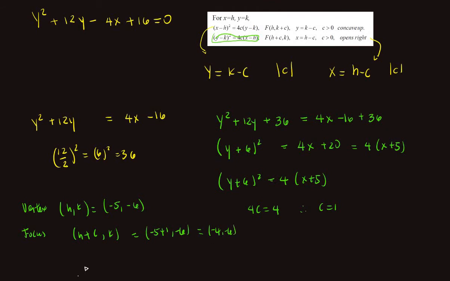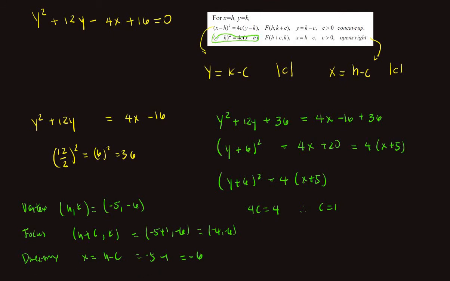And then we have the directrix, which is going to be equal to x is equal to h minus c. This is all following the equations here, right? And in this case it's going to be equal to -5 minus 1, which is -6. Now we're going to find the y-intercept.